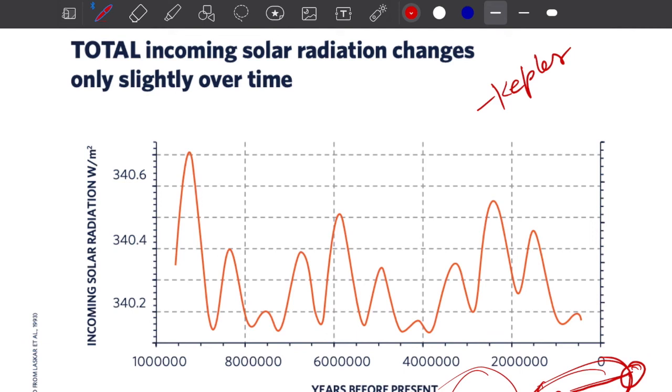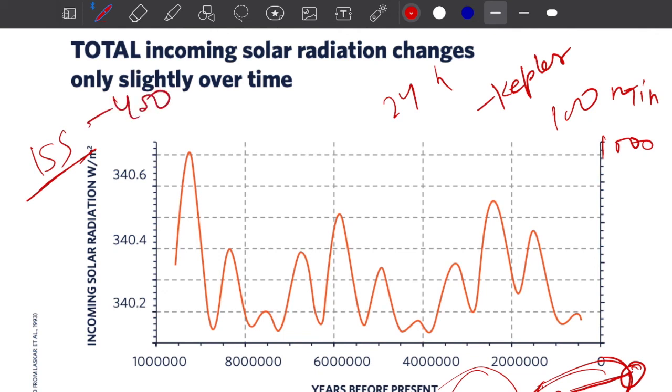Simple example, satellites. Polar satellites are closer to the Earth. That's why their orbital period is only about 100 minutes. But geostationary satellites, which are at 36,000 kilometers from the Earth, have an orbital period of 24 hours. Here you see 100 minutes because it is at about 1000 kilometers. Now look at the ISS, the International Space Station, which is at a low altitude, and it has an orbital period of some 90 to 100 minutes.